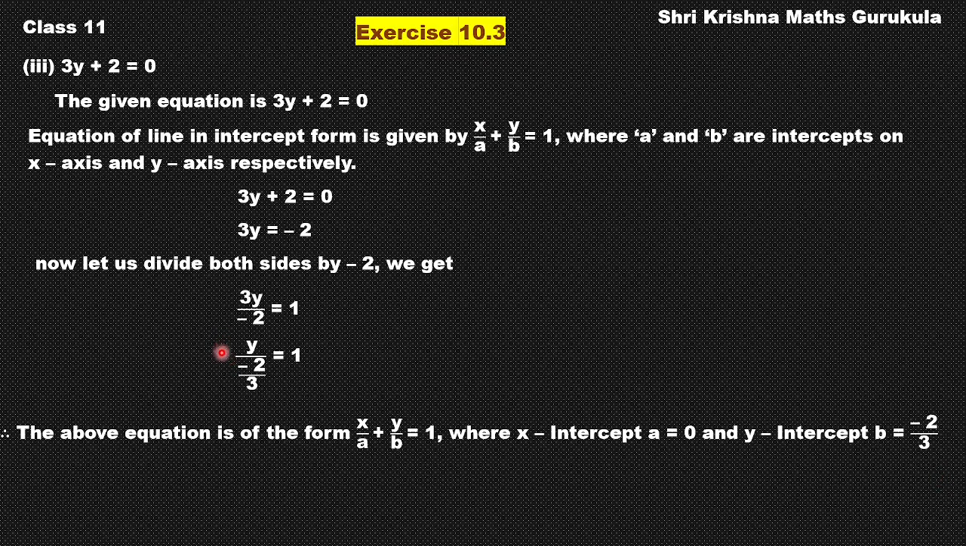And never write x by 0 because the x-intercept is 0. Never write x by 0 plus y by minus 2 by 3 equal to 1. You shouldn't be writing this. If at all you want to write something like that, it should be just 0 into x term plus y by b equal to 1, something like this. Is this clear now?